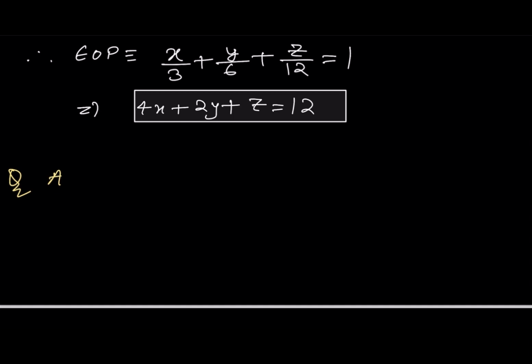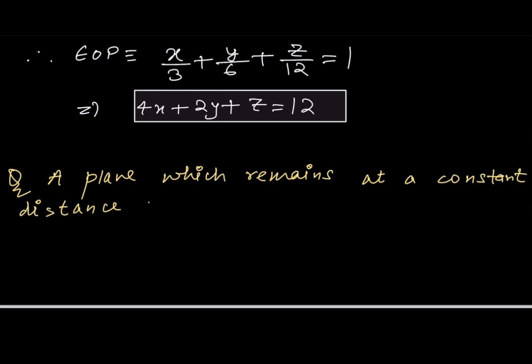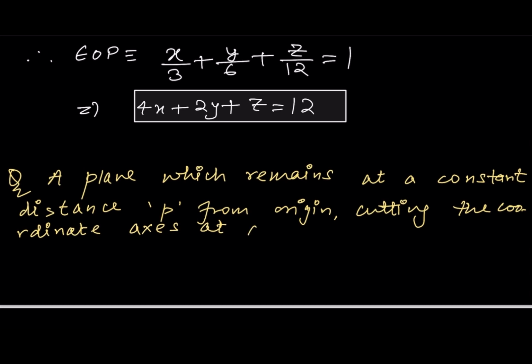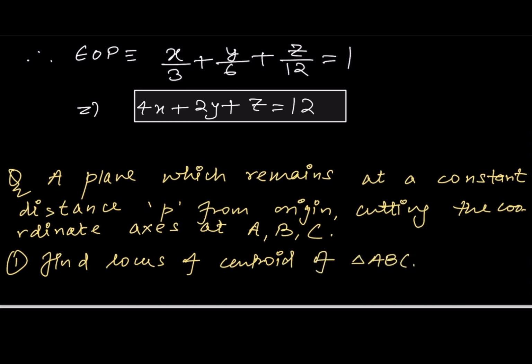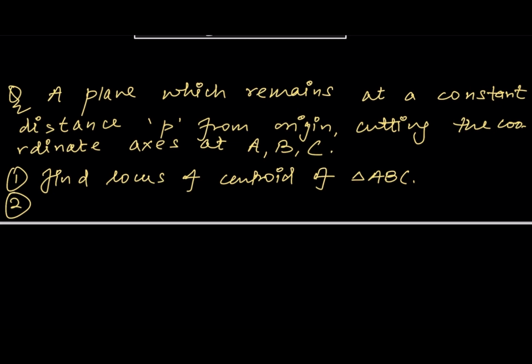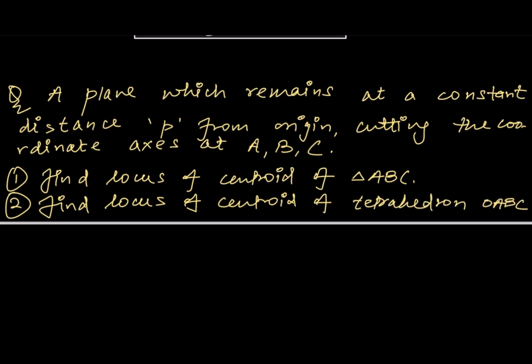Question is, a plane which remains at a constant distance p from the origin, cutting the coordinate axes at A, B, C. First, find the locus of the centroid of triangle ABC, and second, find the locus of the centroid of tetrahedron OABC, where O is the origin, right?